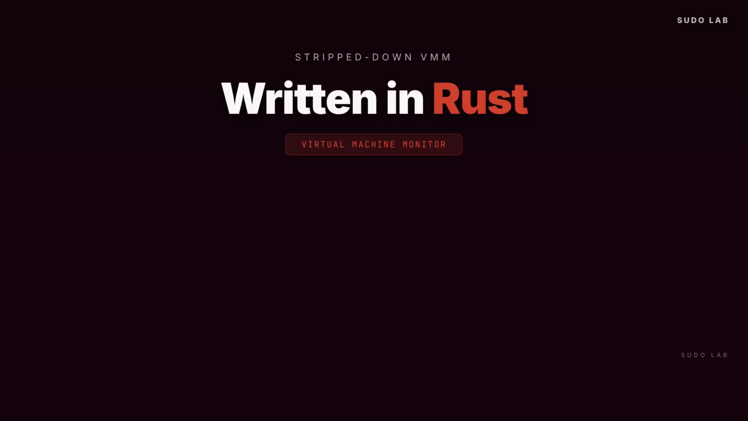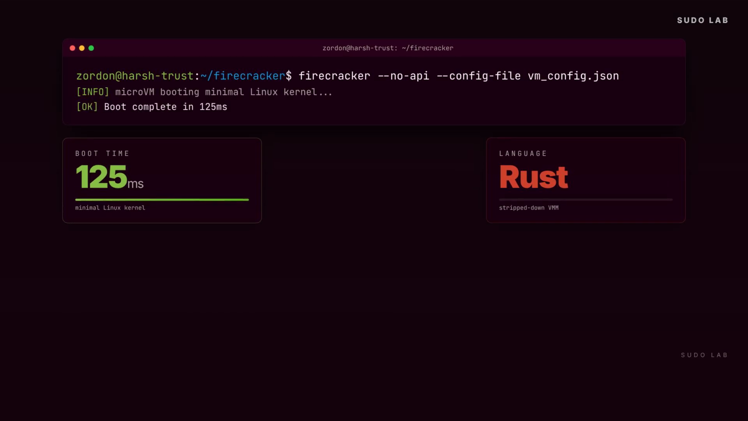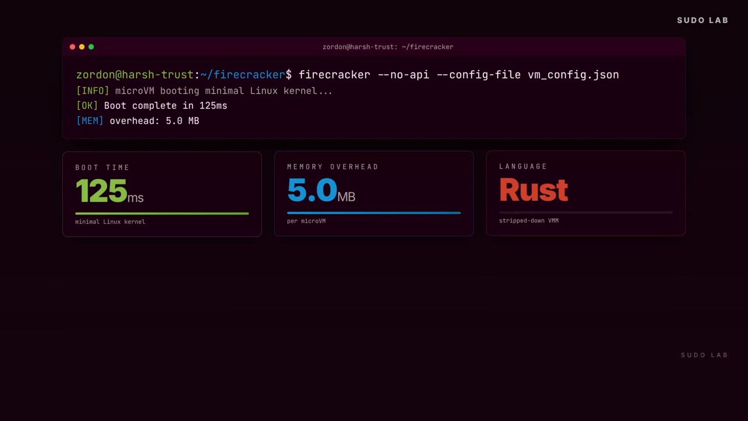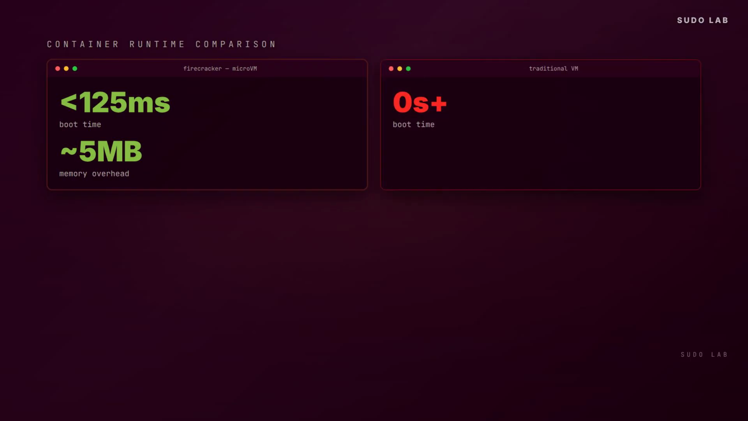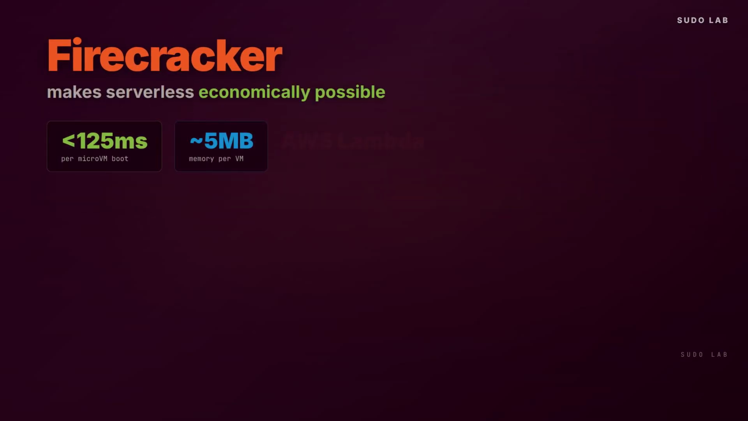It's a stripped-down virtual machine monitor written in Rust that boots a minimal Linux kernel in around 125 milliseconds and uses about 5 megabytes of memory per running micro VM. Think about that next to a traditional VM, which takes tens of seconds to boot and gigabytes of memory just to exist. Firecracker is what makes serverless economically possible.